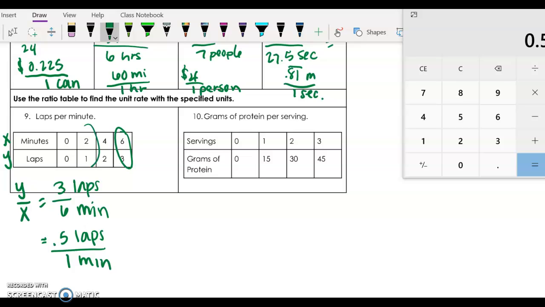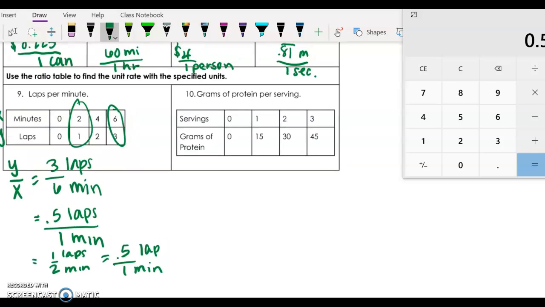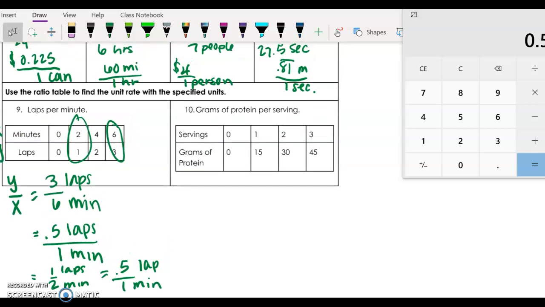I also could have used 1 over 2 laps. It doesn't matter where you start in this because we'll get the same thing. And so I'm going to do 1 divided by 2. I get 0.5. That's my numerator. So again, I get half of a lap in 1 minute. All right. So either way, like I said, doesn't matter which one you start with, we got the same answer. So you can use any part of that table. The only one you don't want to use is your zeros. We stay away from that.